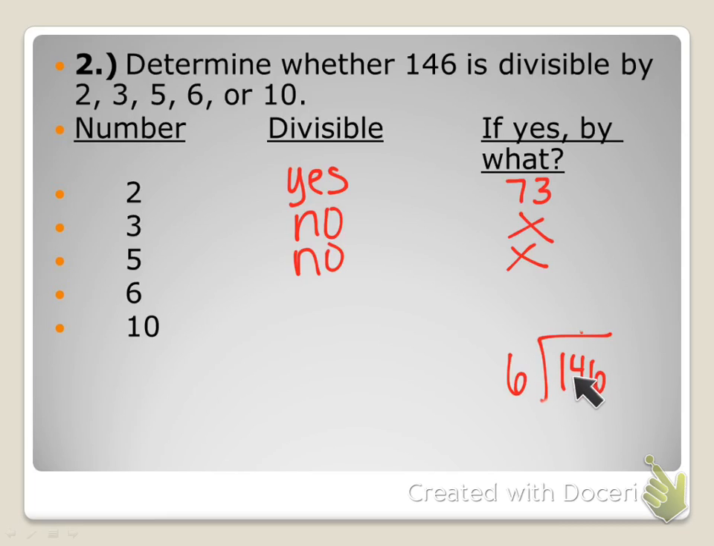How many times would 6 go into 14? 2 times. 2 times 6 is 12. Subtract and we get 26 when we drop that 6 down. How many times does 6 go into 26? 4. 4 times 6 is 24. Do we have a remainder? We've got a remainder of 2. So is 6 going to divide evenly? No. Nope. So mark that one out.